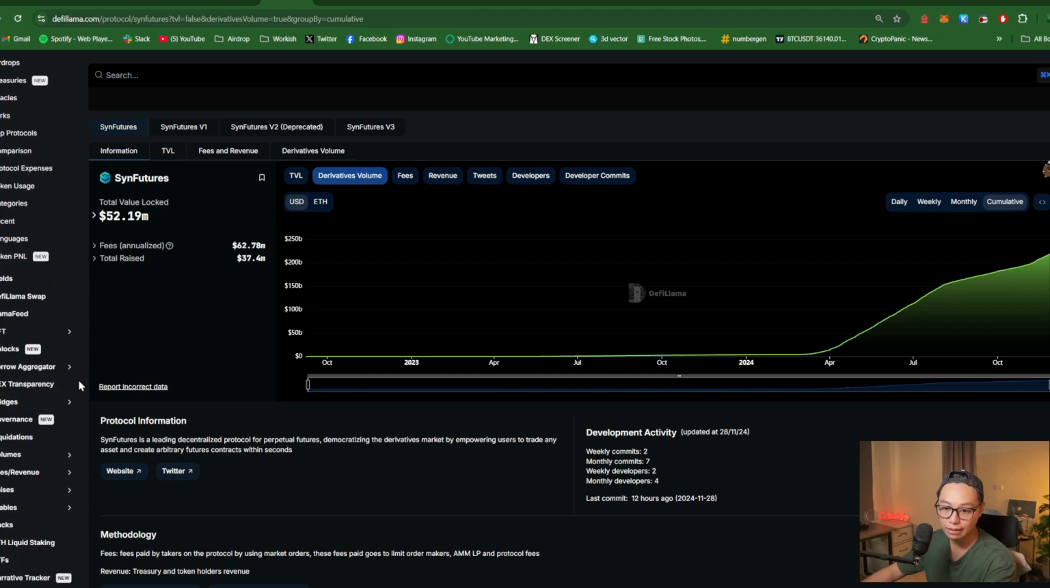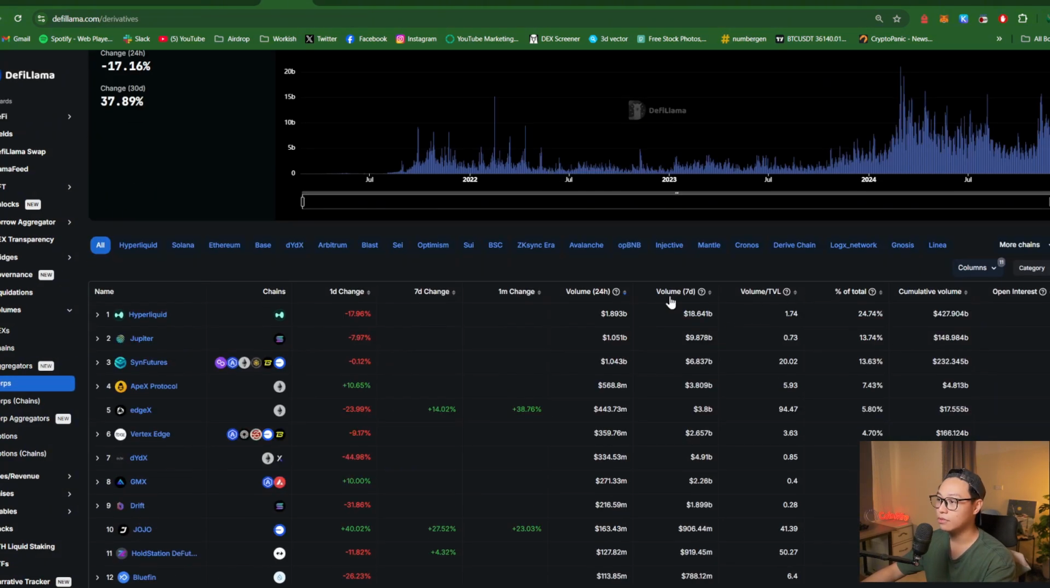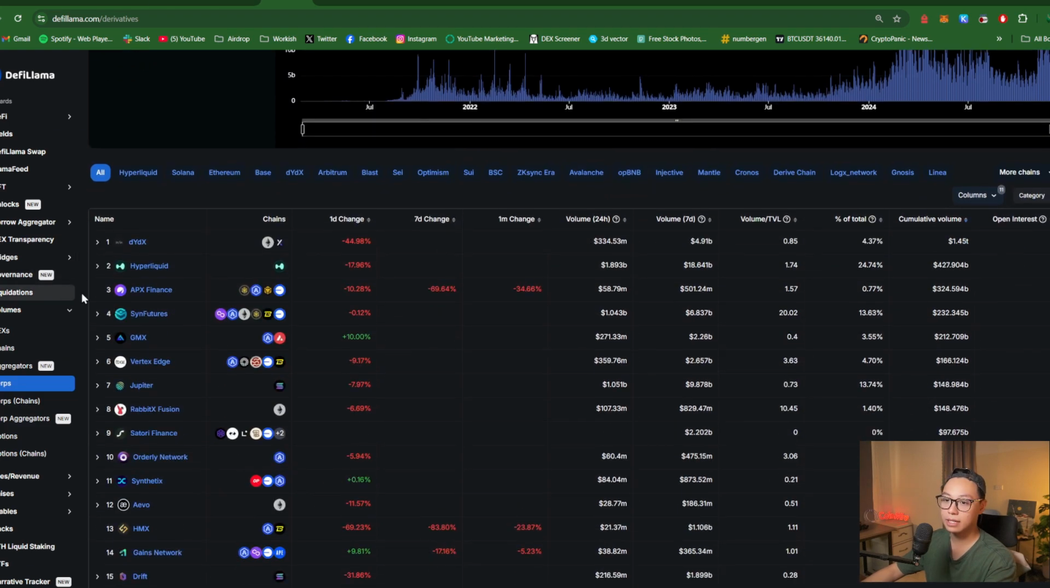You can clearly see that right here: you click on volume, and if you click on perps on DeFi Llama, and if you click on the cumulative volume, you can see that SynFutures is actually top 4, $232 billion, below Apollo, Hyperliquid, and DYDX, and even more than GMX.